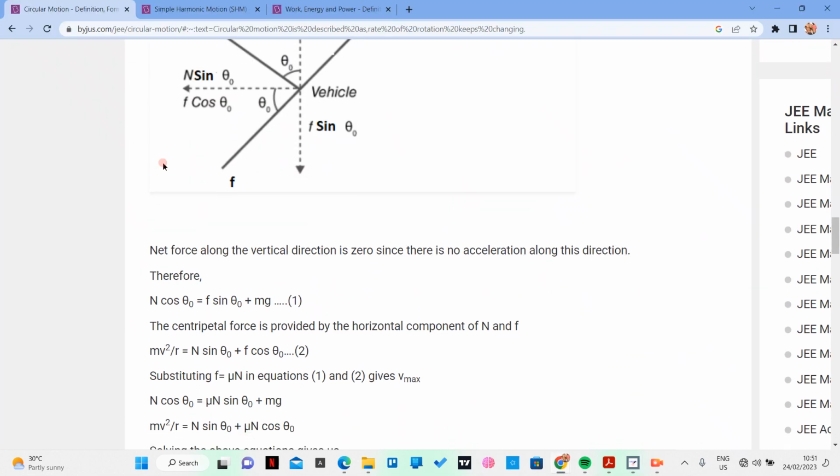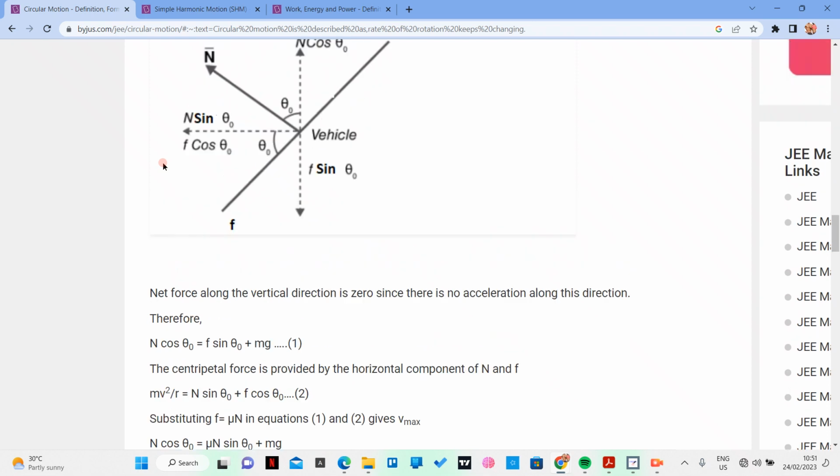Now, I said the net force along the vertical direction is 0, because obviously the object is not going upwards. The object is moving on the horizontal plane. If the object starts to move in the vertical plane, it will start flying, and then there won't be contact between the vehicle and the ground. So all this becomes very pointless at that point. Therefore, N cos theta is equal to F sin theta.